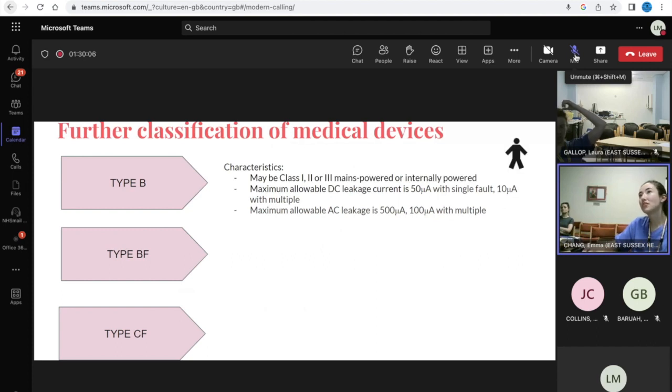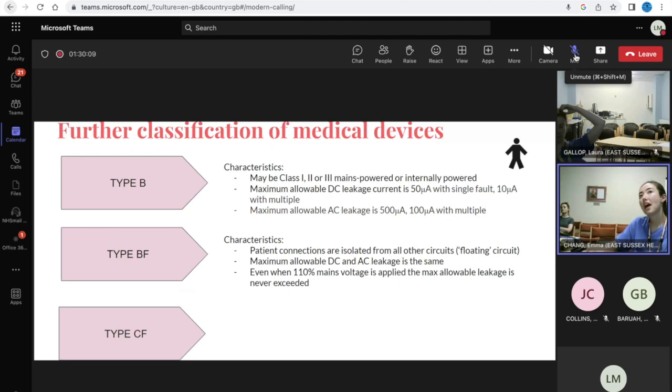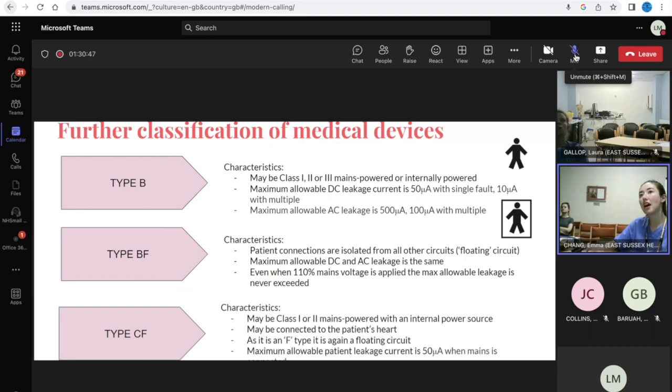This is the symbol for type B devices. Type BF, so the F stands for floating. And so it basically means that all the patient connections are isolated from the other circuits. And that is a safety feature again. But the maximum allowable DC and AC leakage is the same as the type B circuits, but it is safer because of the floating element. And even when 110% of the mains voltage is applied, it actually never exceeds the maximum allowable leakage because of this isolation.